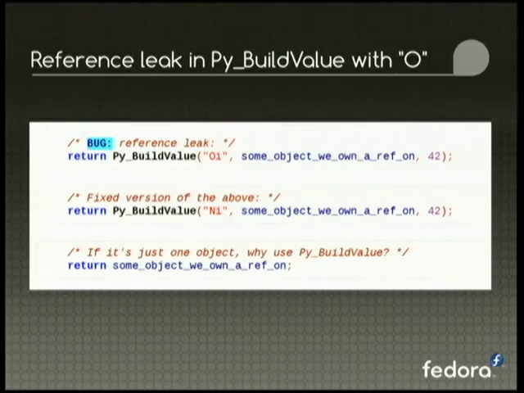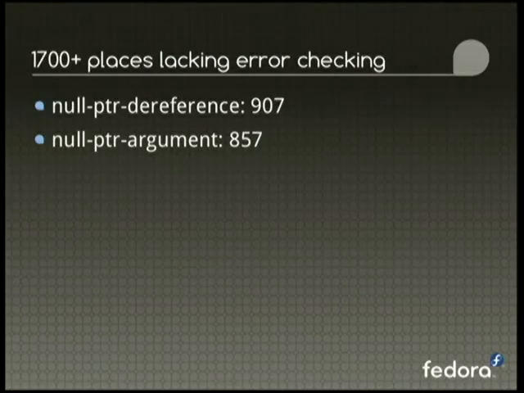But one pattern I saw people do was Py_BuildValue with just O with a single value and then some object. What that does with a single value is simply pass the object on, increfing it, and you get a memory leak at that point. And if you want to just return an object, just return the object. Don't bother going through Py_BuildValue. I think people were just copying and pasting code and not really understanding what was going on.